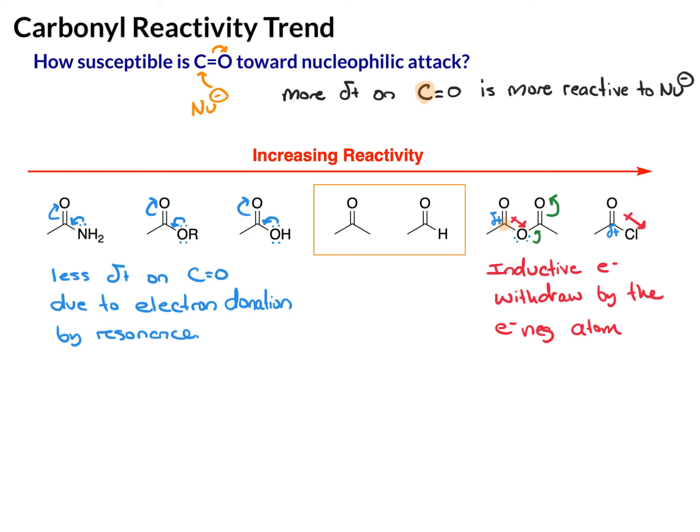So with the ketone, the methyl groups are slightly electron donating. So electron donation makes that a little bit less reactive, comparatively to the aldehyde, where the hydrogen is very slightly electron withdrawing. So that's why the aldehyde has a little bit more partial positive character on the carbonyl carbon, making the aldehyde more reactive than the ketone.